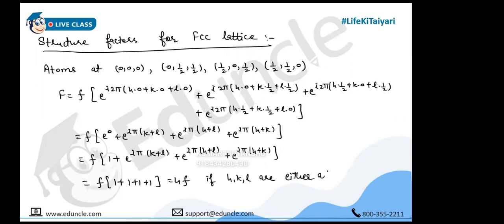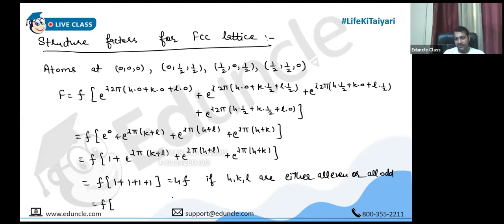Suppose all of them are even, like 2, 2, 2. Then this sum will be even, this will be even, this will be even. Then what will be the contribution? 1, 1, 1, and 1 is already there, so it will be 4f. Please check.